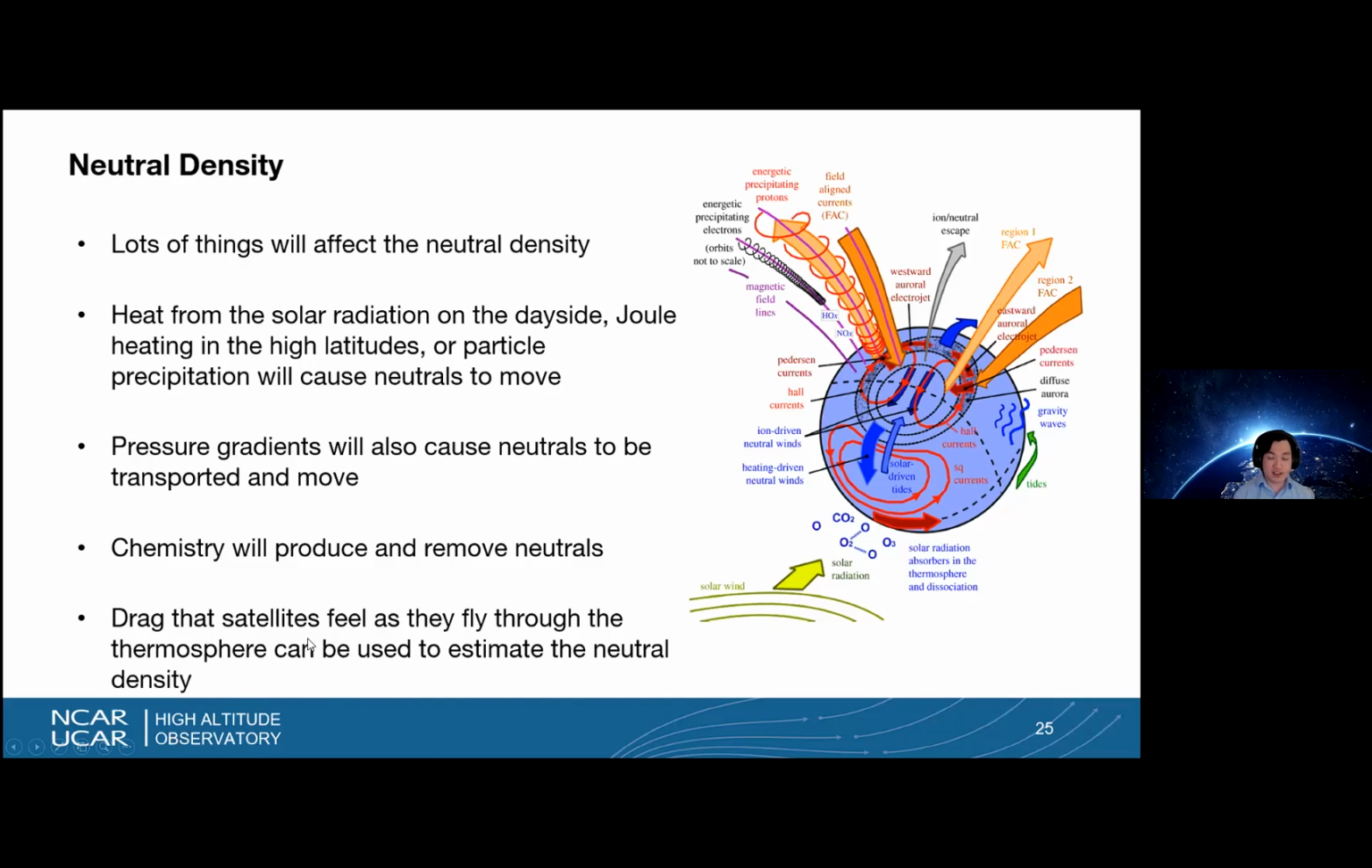For satellites, especially Champ and Grace, they don't exactly measure the neutral density. What happens is they feel a drag force as they're flying, and knowing the drag force on the satellites, you can estimate what the neutral density is from that. So this is just a quick diagram of what goes into and out of and what can happen to the ionosphere and thermosphere. So there's a lot of things occurring. It's just another version of the earlier NASA diagram.